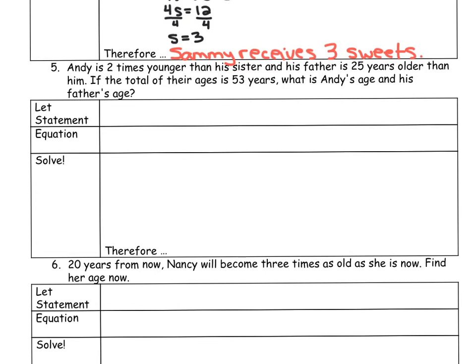Remember that Andy's age has been given to us as a function of his sister's age. So even though the question's asking us what is Andy's age and his father's age, and it asks nothing about his sister, she is the key to our let statement. So we're going to have to give a variable to the sister's age and use that to figure out what we're going to use to represent Andy's age and his father's age.